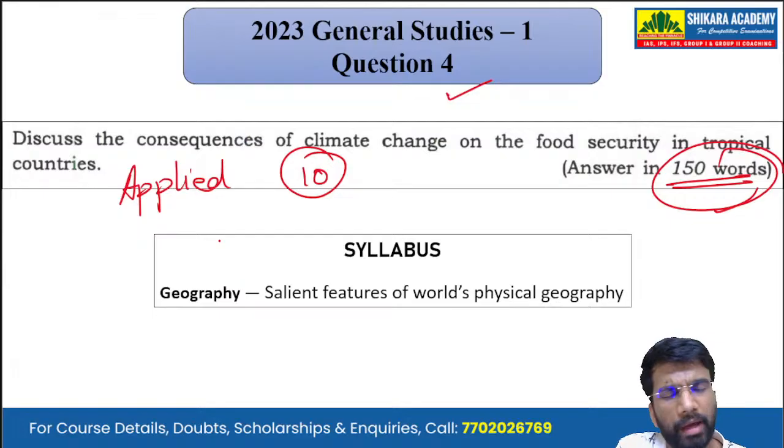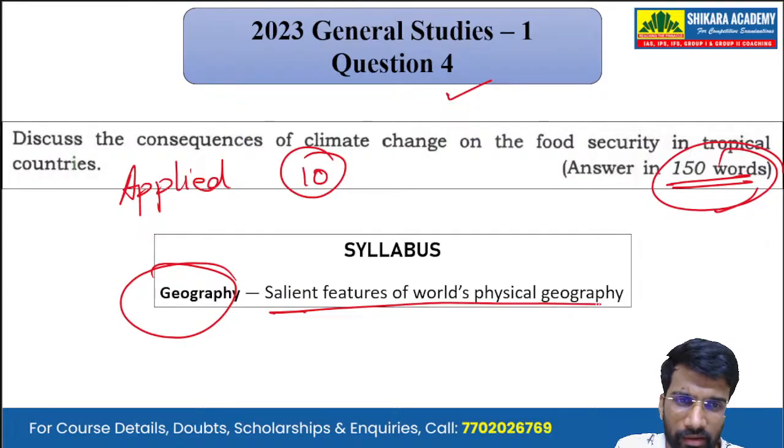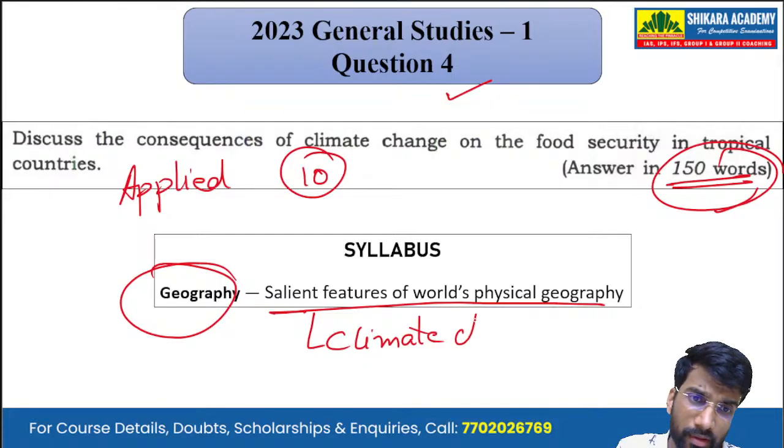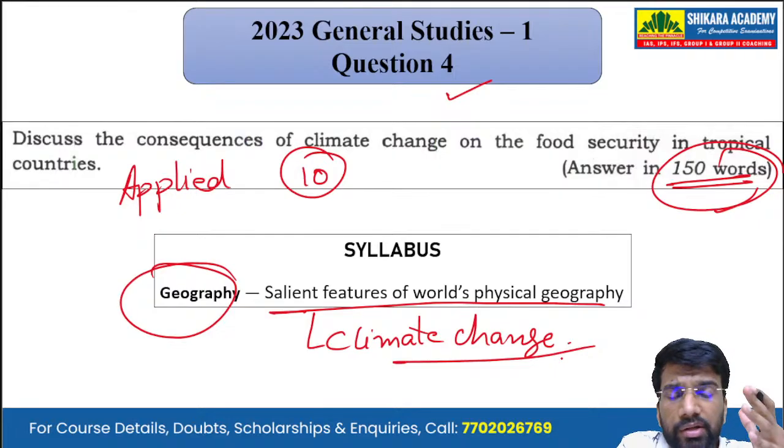So mapping it with the syllabus, we can say that it has been asked from the subject of geography, but there is no clear-cut topic. So we can say that it has been asked from the salient features of world physical geography, because climate change can now be considered as a feature of the world's physical geography.